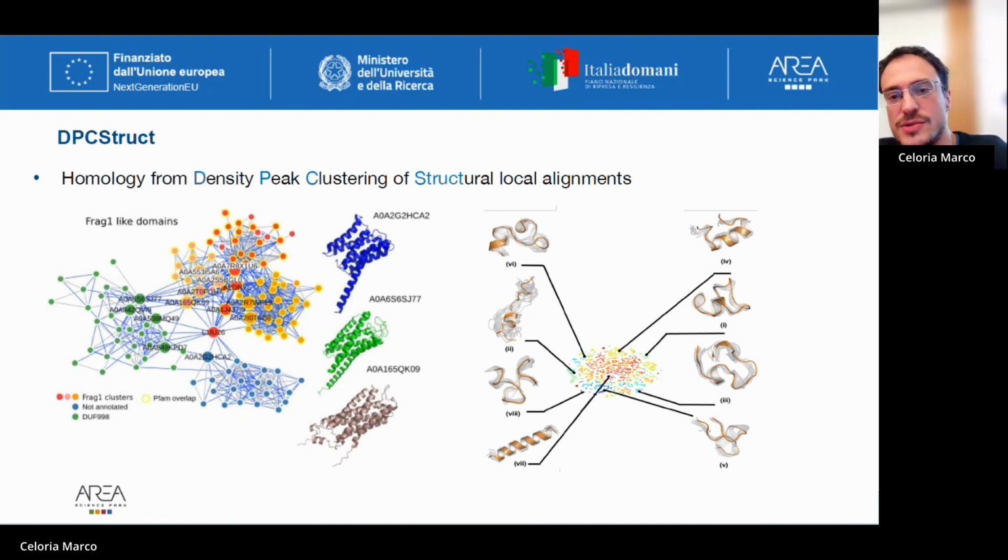So here is the idea. We would like to find proteins that have a similar structure and similar function. And to do that, we start clustering and using these unsupervised machine learning tools that will help researchers to have a clue of where to look. And it is called DPCstruct because at the end of the day it is a homology search. Density peak clustering is an algorithm that performs clustering based on density of structural local alignments. This is the main goal.